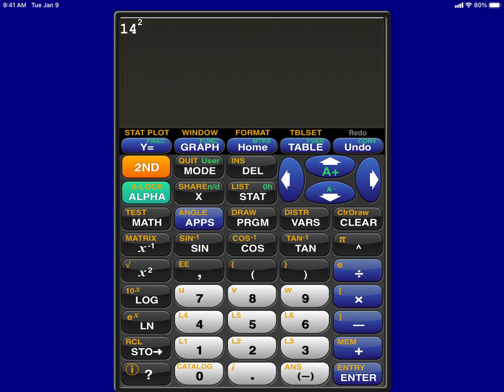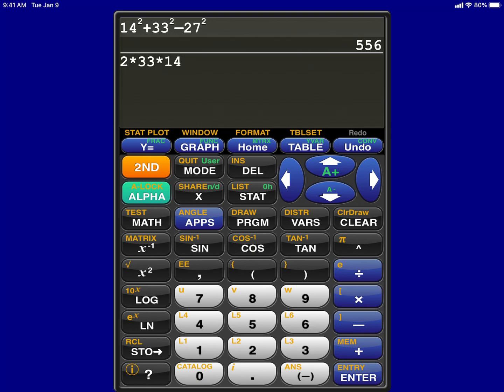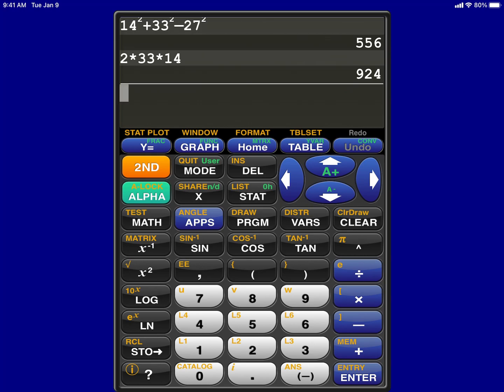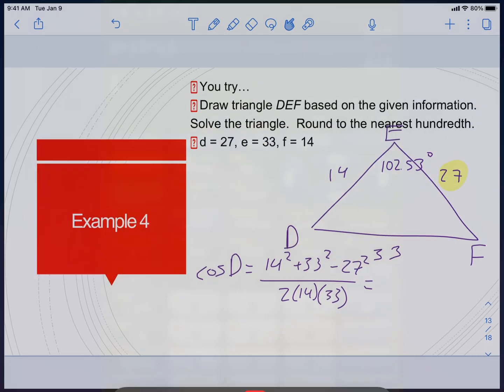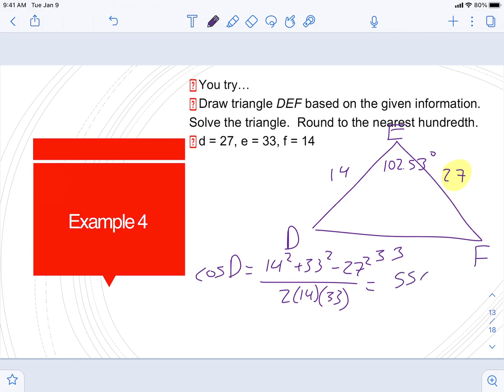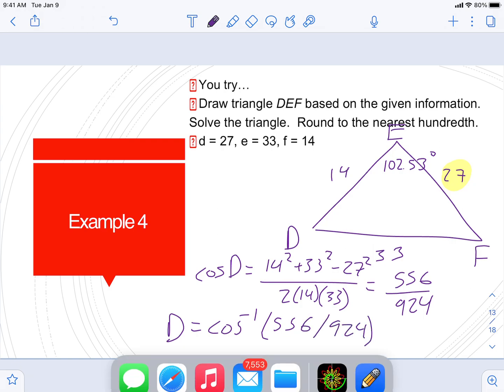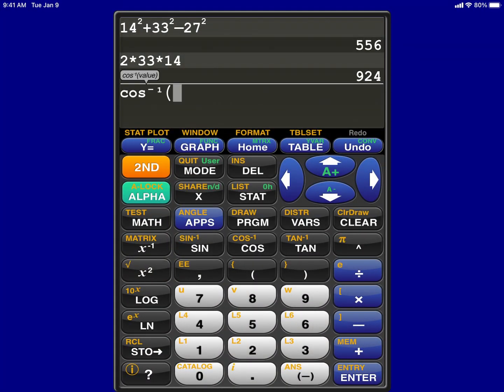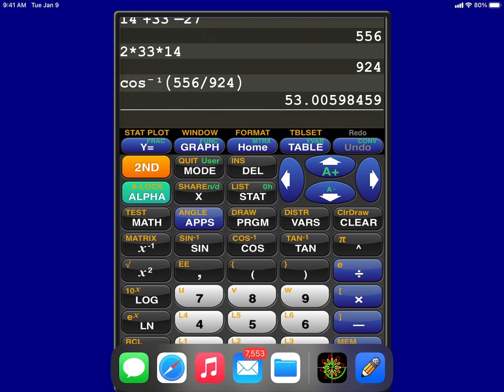So 14 squared plus 33 squared minus 27 squared. And then the bottom is going to be 2 times 33 times 14, or 2 times 14 times 33. It doesn't really matter the order. 924. All right, so that means that angle D is inverse cosine of 556 over 924. And that is equal to 53.01.